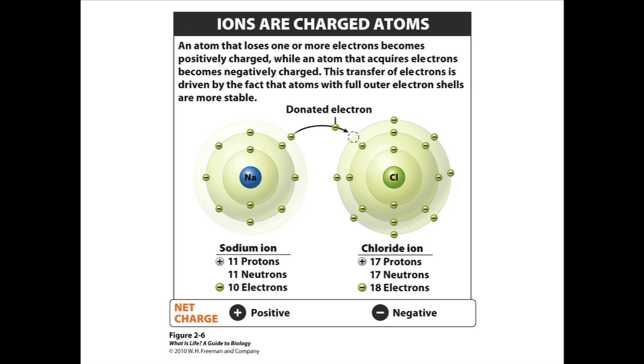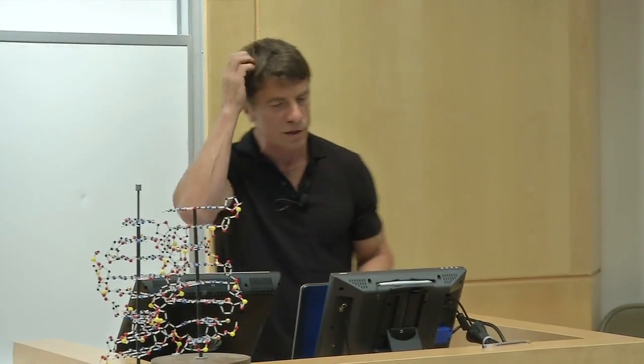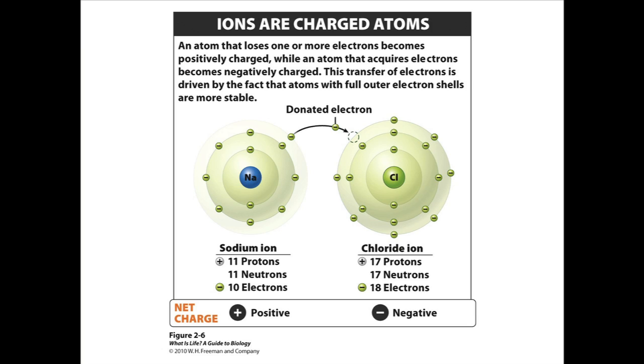And ions are charged atoms, where a donated electron from one atom might go to another atom, and therefore these ions can be attracted to each other in this loose charge association called an ionic charge. So that sodium, for example, might have a net positive charge and chloride a net negative charge.